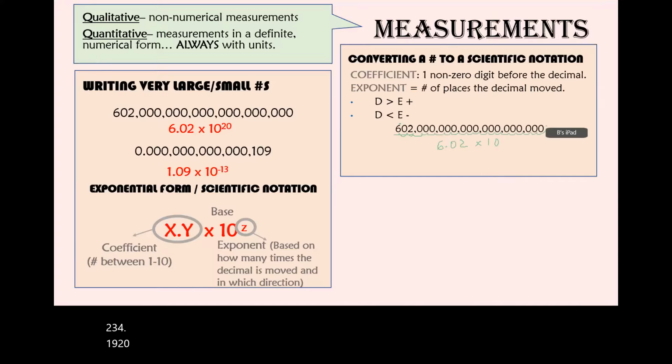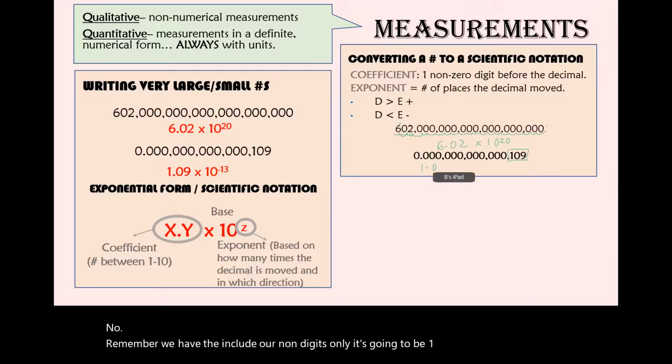So this is our decimal after we have moved it to include the entire number. We have moved it 20 times to the right. Because it's moving to the right, it's going to be positive 20 for the exponent. Okay, then here's our second number. Now, when we write the coefficient, remember we have to include our non-zero digits only. So it's going to be 1.09 times 10 to the power of.